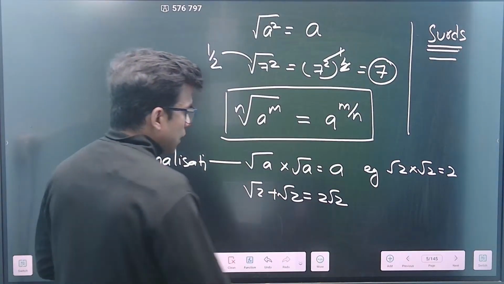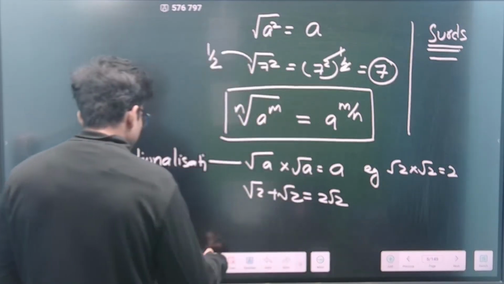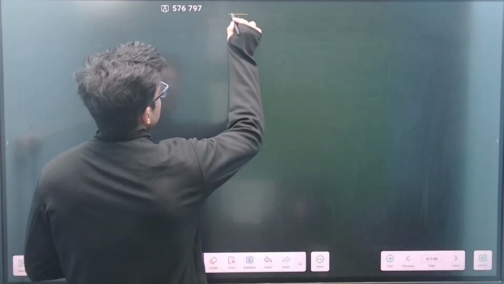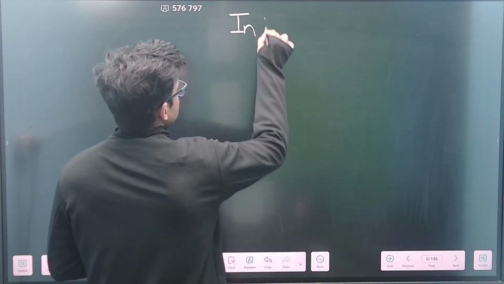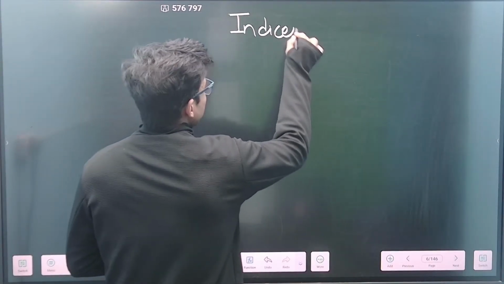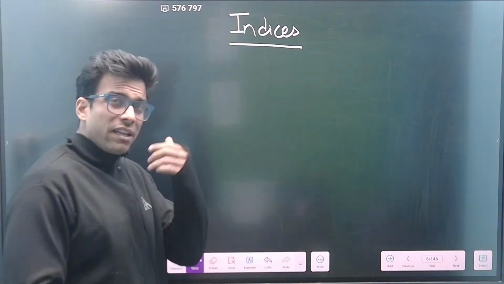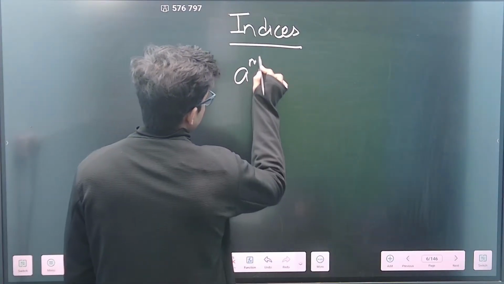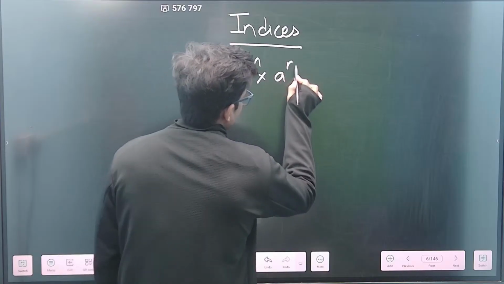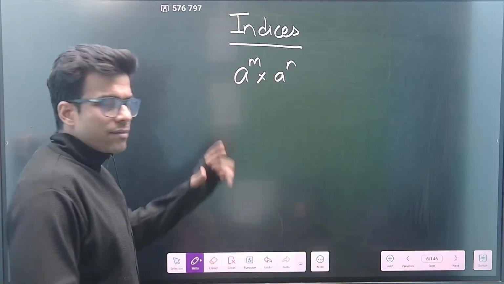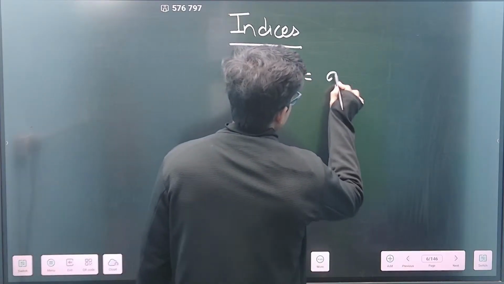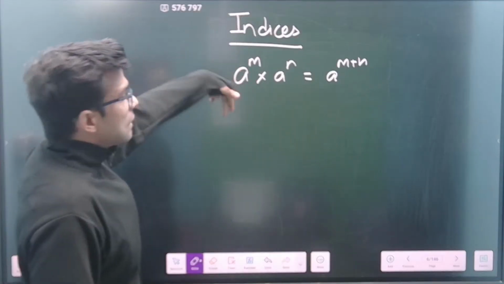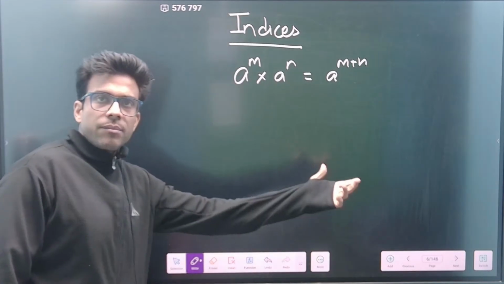Indices is another part, and I would say all of you have remembered the part of indices. Let me make you understand. What is basically indices? Now you have learned the formulas, correct? If I talk about a to the power m multiplied by a to the power n, this is basically a to the power m plus n. But you should know that this lies under indices. Surds are different parts, correct?